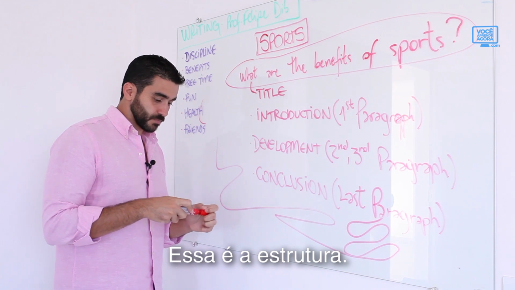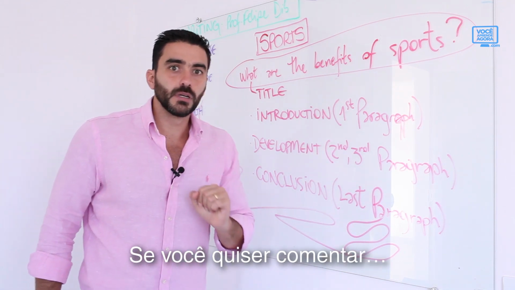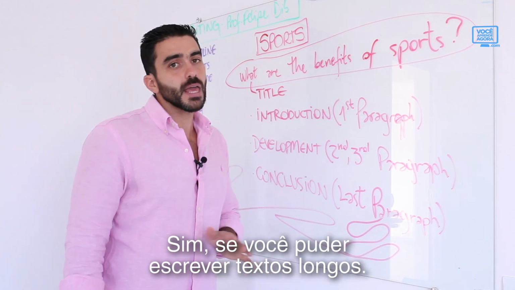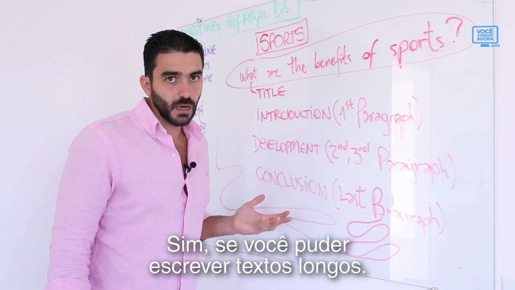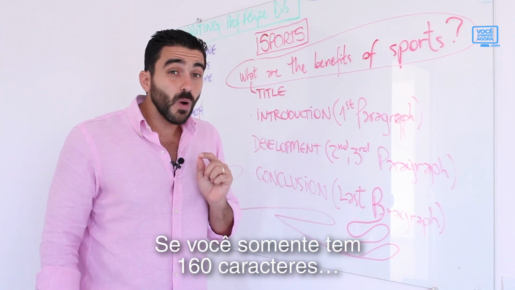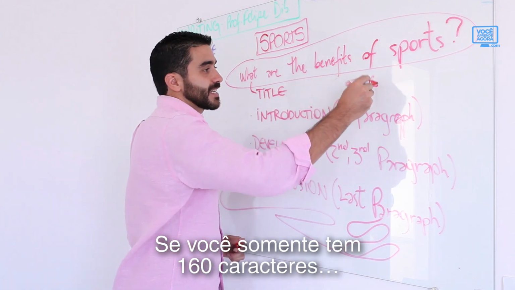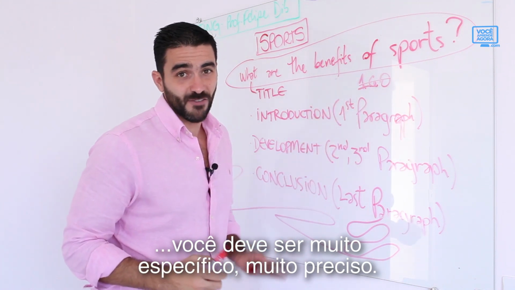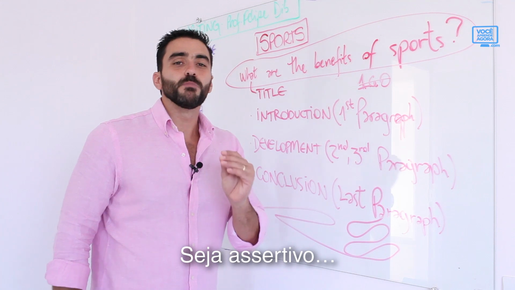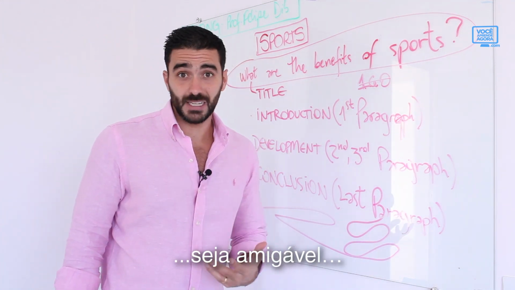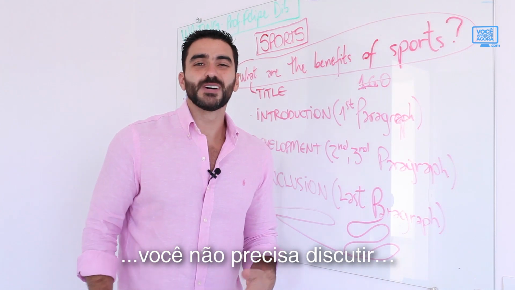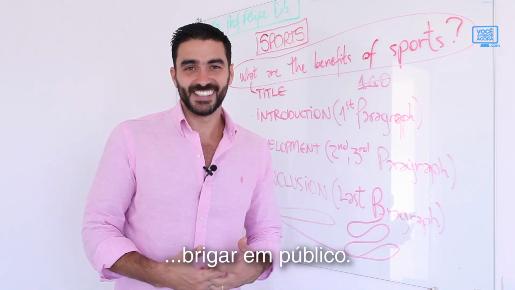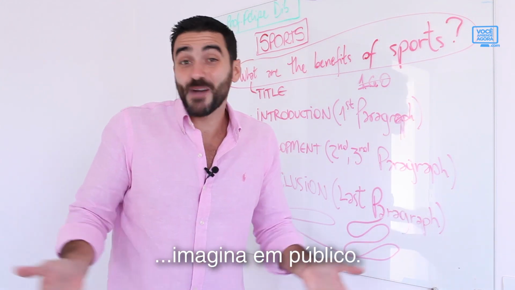This is the structure. If you want to comment on social media, can you follow this structure? Yes, if you can write long texts. If you only have 160 characters, you must be very specific, very precise. And remember, be assertive, be friendly. You don't need to argue, to complain, to fight in public. You don't need to fight in private, imagine in public.